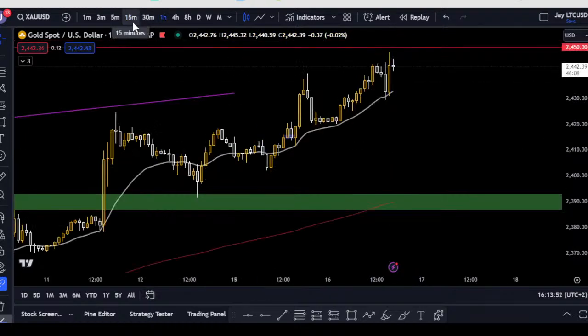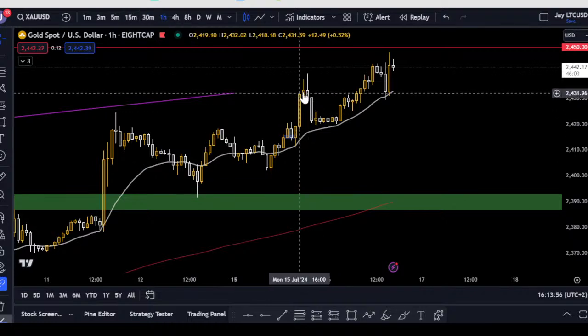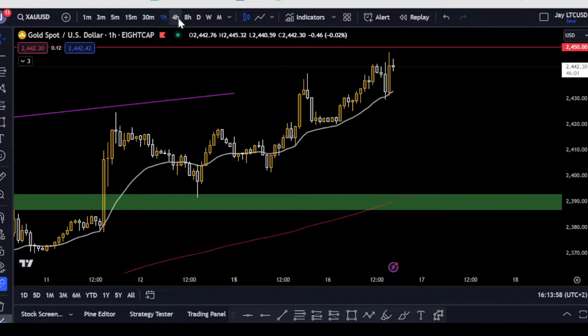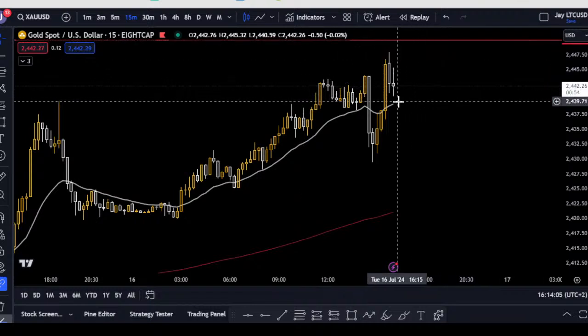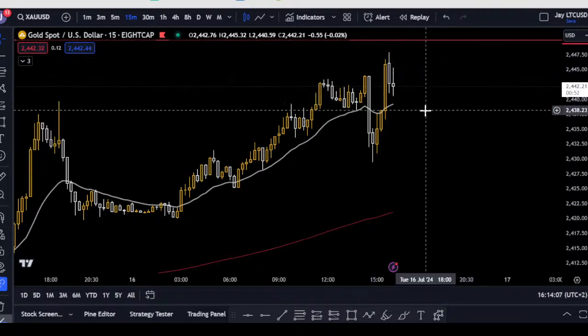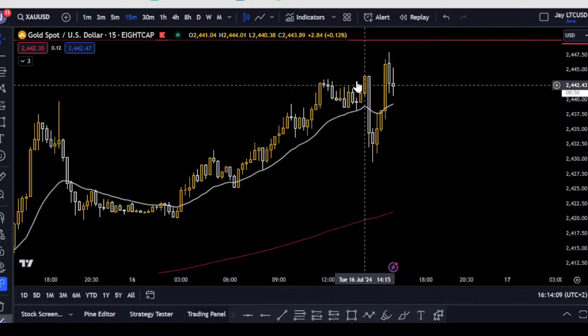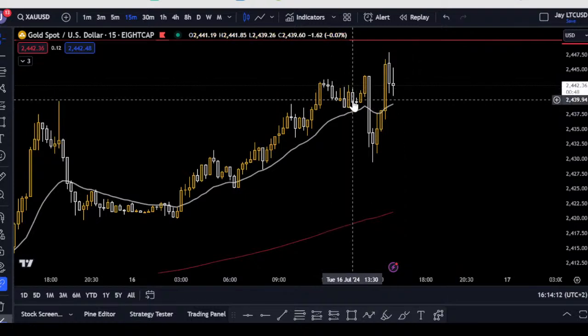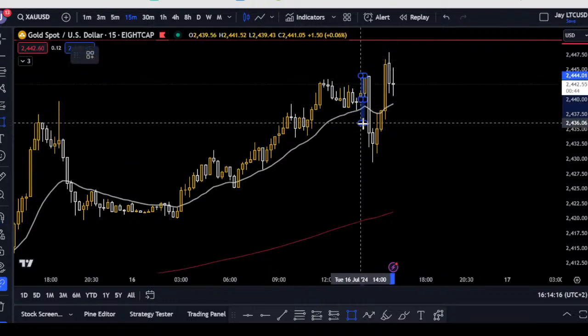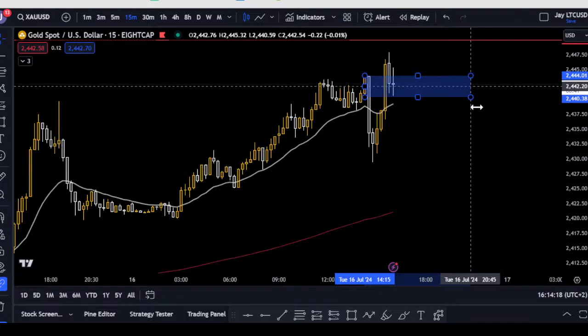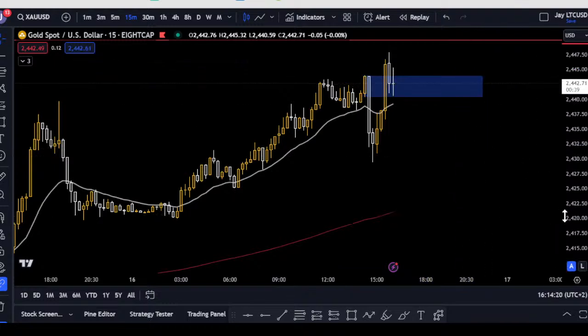I think gold is setting up for its next push. I think gold might come down all the way here to the EMA. I don't think it's going to go lower than that. We have this order block here. It's just accumulating some liquidity right now, and then it's shoot.